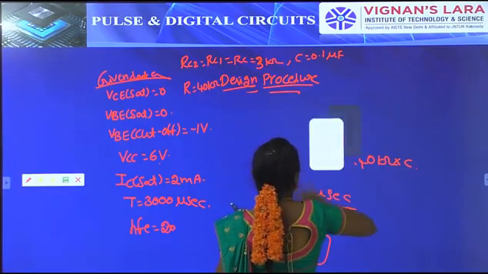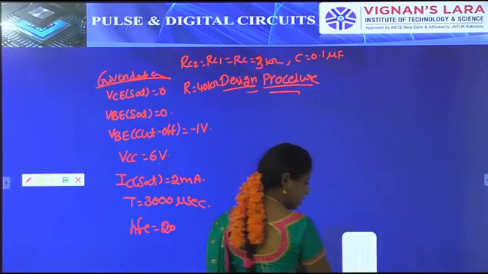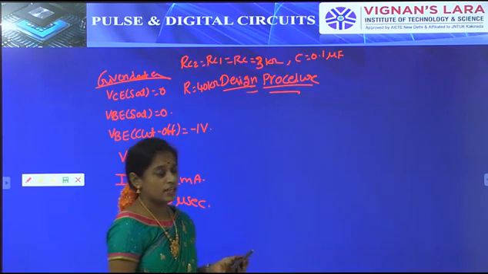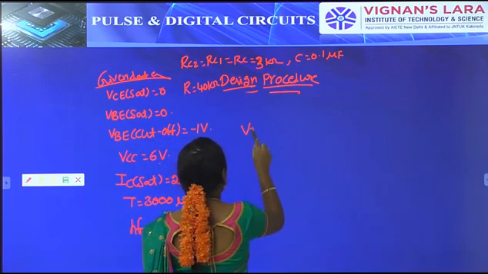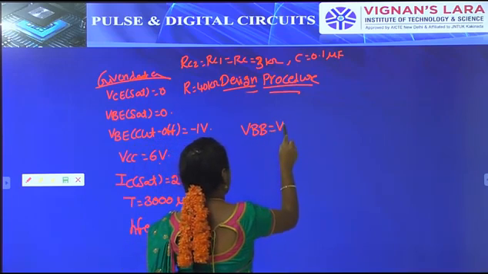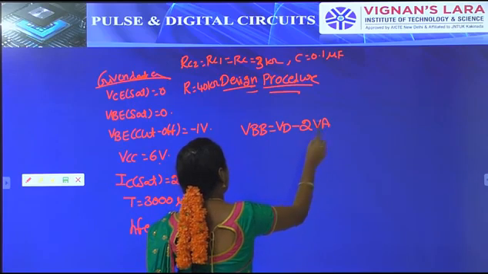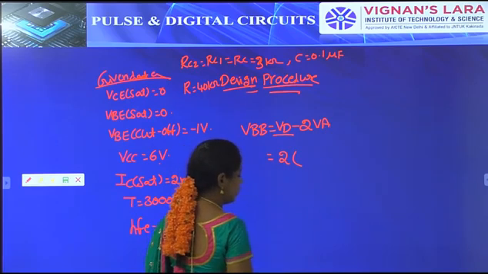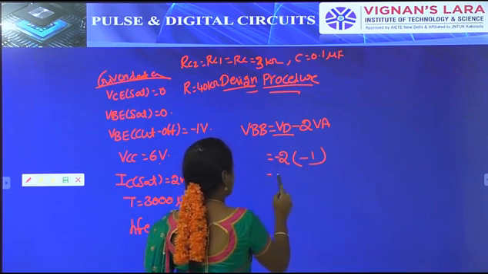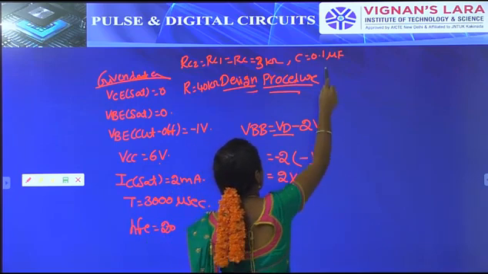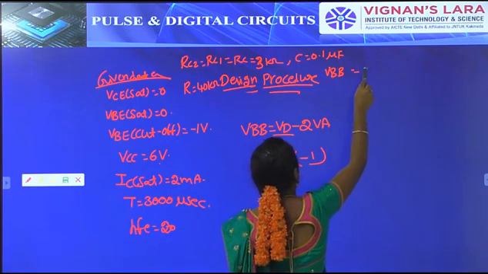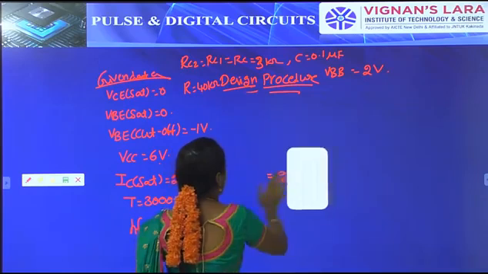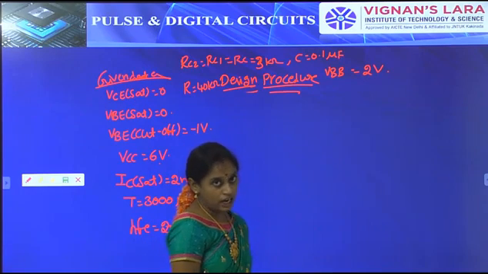After that, we have to find the VBB. What's the equation for VBB? VBB is nothing but VD minus 2VA. So VBB is equal to VD minus 2VA. As we know, VD is nothing but the junction voltage, that is 0. And 2VA is nothing but the cut-in voltage they give, that is minus 1 volt, so here it is minus 2 volts. And the biasing voltage VBB will be 2 volts.